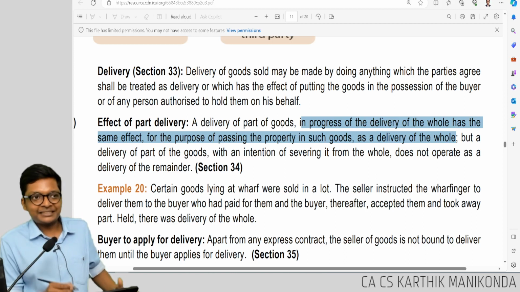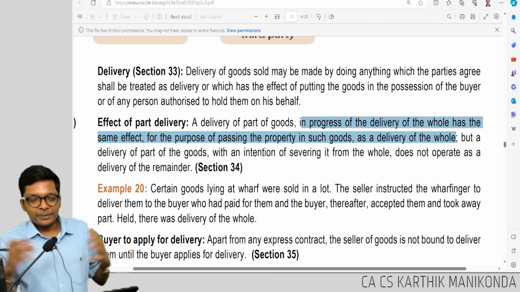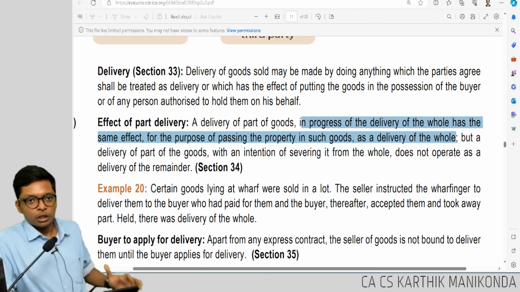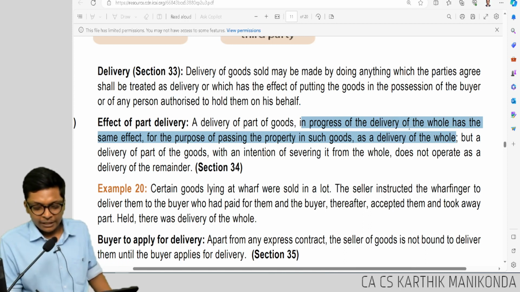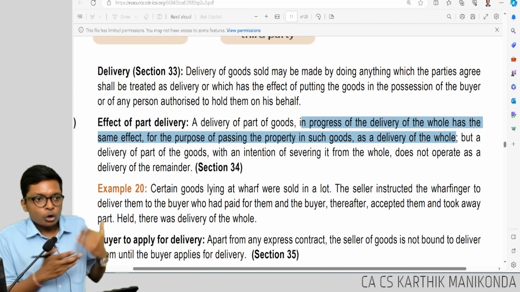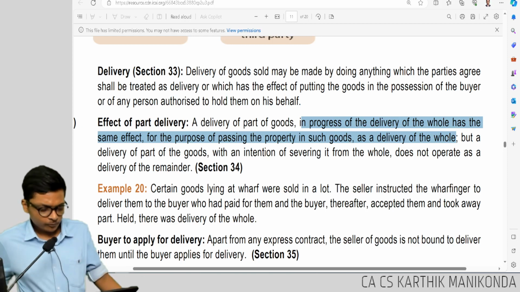Let's say you purchase a sofa set, 2 single pieces and 1 bigger sofa. A delivery of part of the goods, they only gave the individual sofa. In progress of delivery of the whole, I got half the sofa. It has the same effect for the purpose of passing the property in such goods as delivery of the whole. That means that part of the goods' ownership is transferred to me. Are you following, guys? Clear?